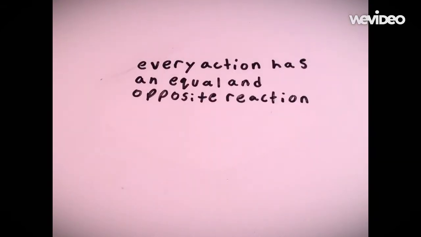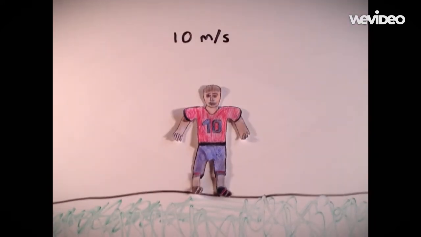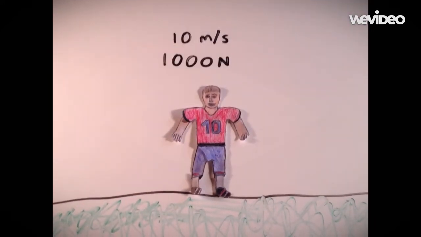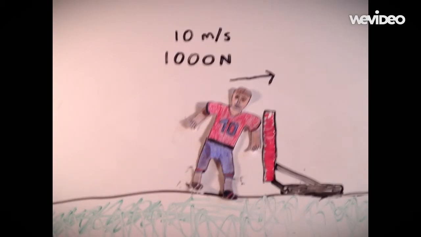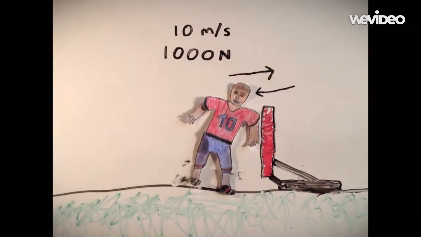Now let's talk about Newton's third law. Every action has an equal and opposite reaction. This means that if Jeff approaches the bag at 10 meters per second, generating 1,000 newtons of force, he will push 1,000 newtons on the bag, and the bag will push 1,000 newtons back on him.